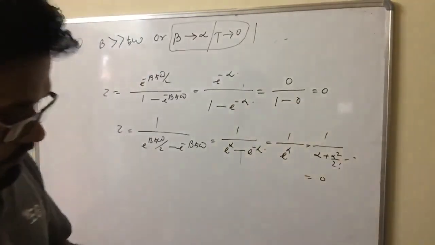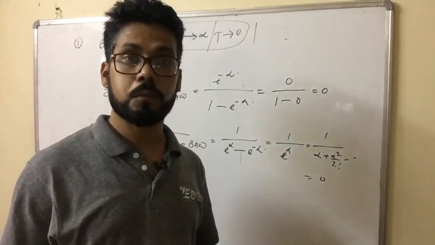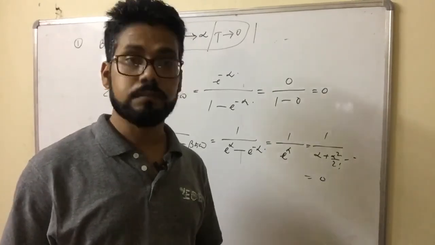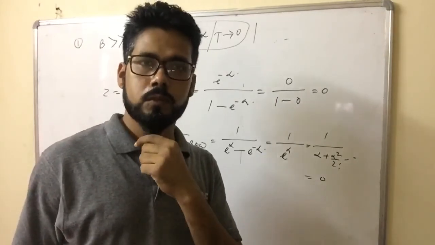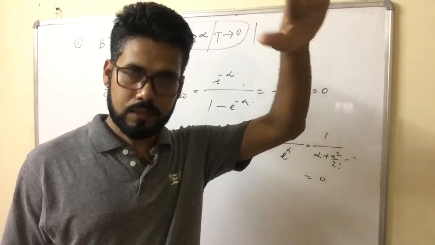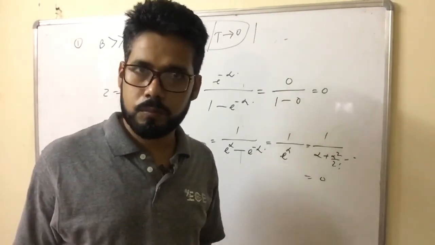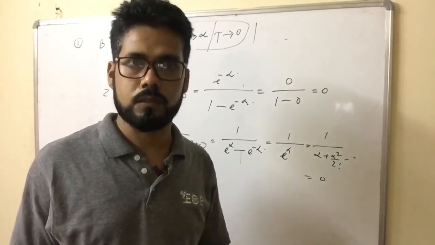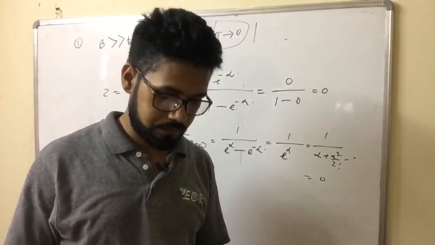Okay. What can you understand? When temperature is 0, the number of possible microstates becomes 0. That means in a quantum mechanical oscillator, the number of possible states is 0. There is no possible state. At T equal to 0, there is no possible microstate. Microstate becomes 0. This is the meaning of this equation. Z means my number of microstates.